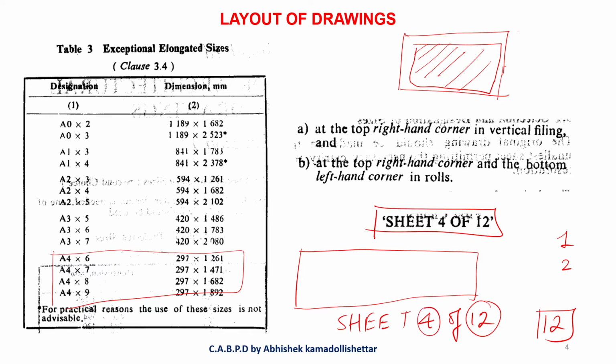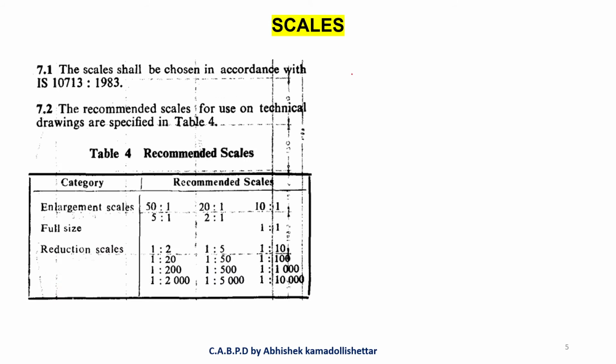Fine. Next very important thing is scales. It's very important. Scale is a factor. So you can see scales according to IS 10713/1983. On the technical drawings, the following scales are recommended. They have recommended the use of these scales, but it depends on your scope of work.